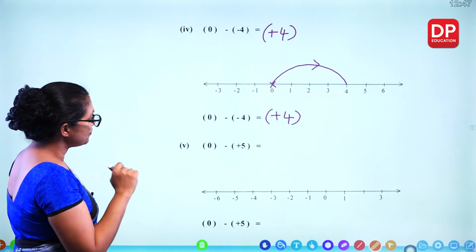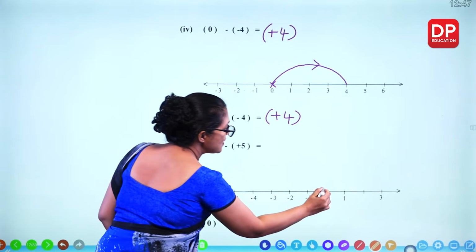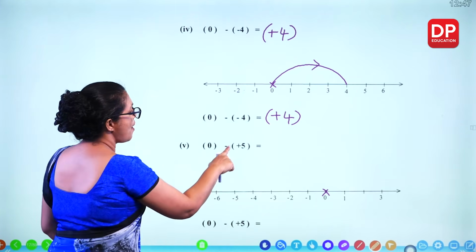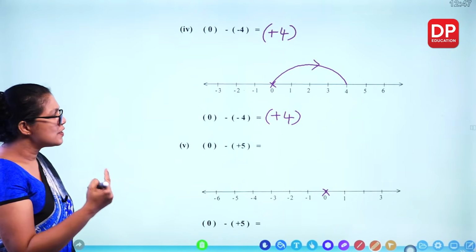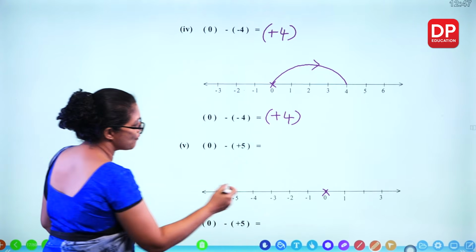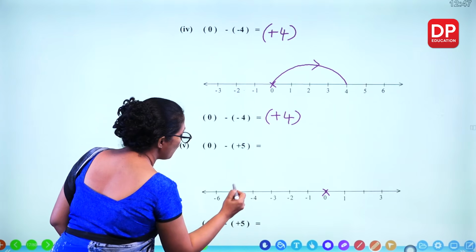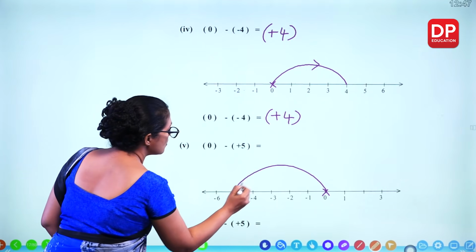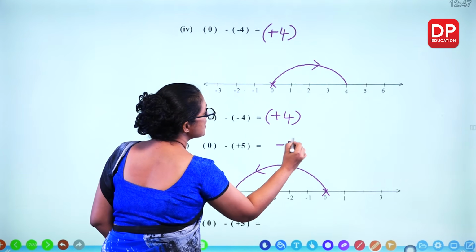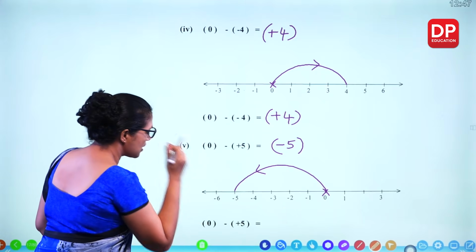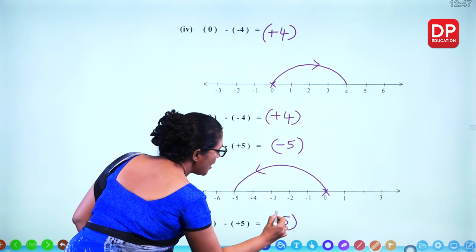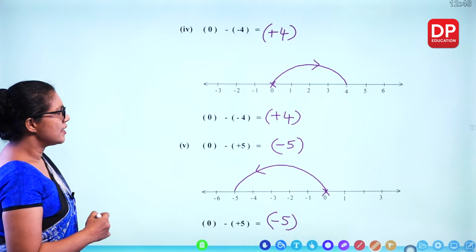This one, 0, that means starting point is 0. Minus plus 5 means moves 5 places to the left. 1, 2, 3, 4, 5. You get minus 5. So what's the answer? Minus 5 is the directed number.